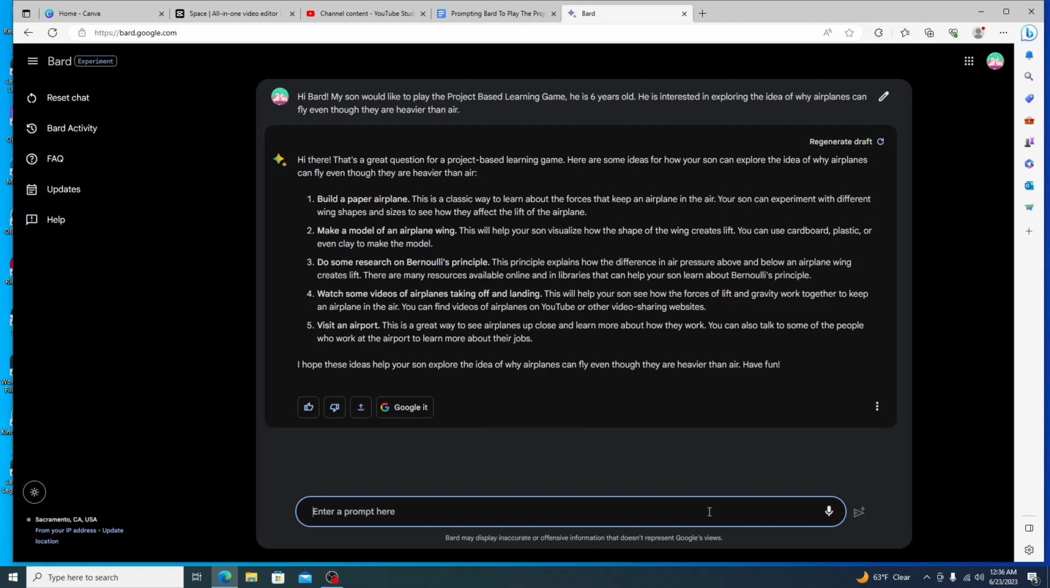So let's say, for example, my son decides to build a paper airplane, but beforehand he wants to understand more of the fundamentals of this. So say, thank you.